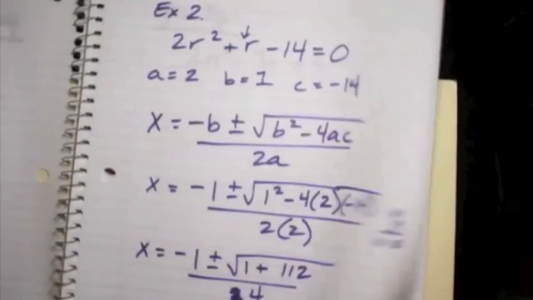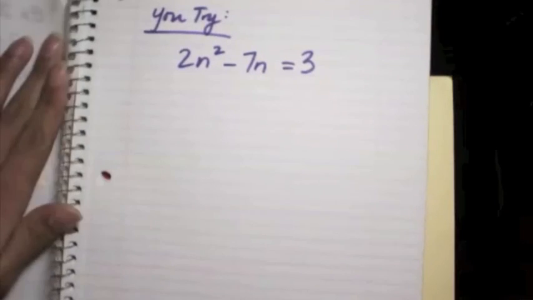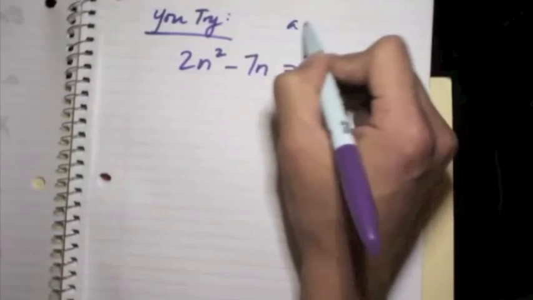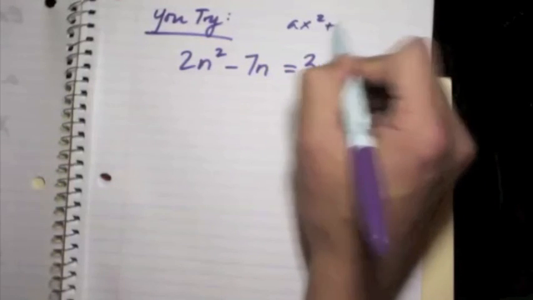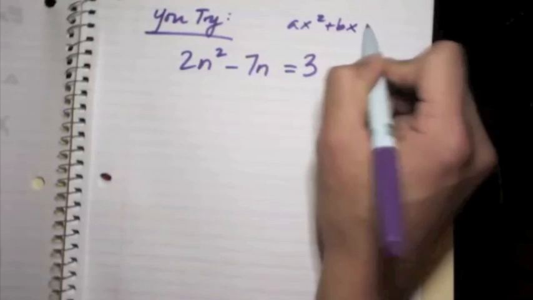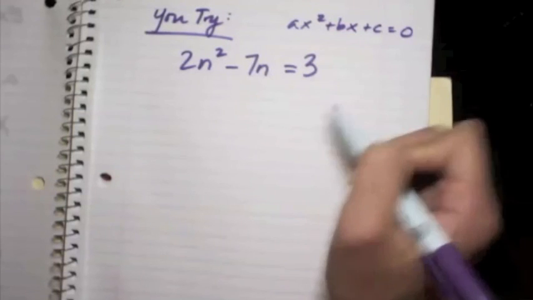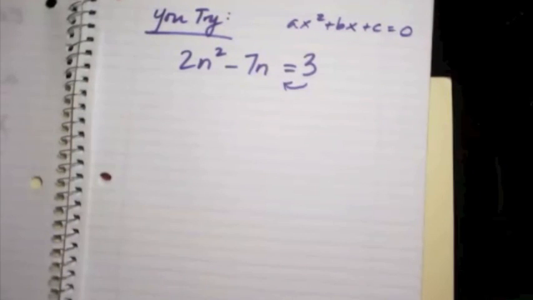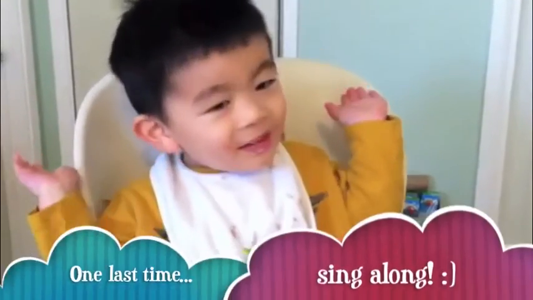So I want you to try this problem here. Remember that when you start, you always want to start with something in the quadratic equation form, ax squared plus bx plus c equals 0. So in this case, a quick hint, you want to make sure that you subtract 3 from both sides before you get started with that. Bring that back to class tomorrow and we will go over it.